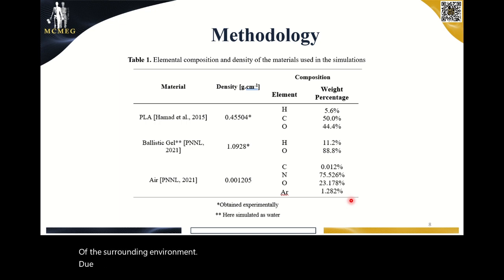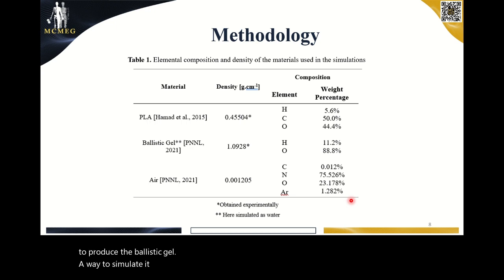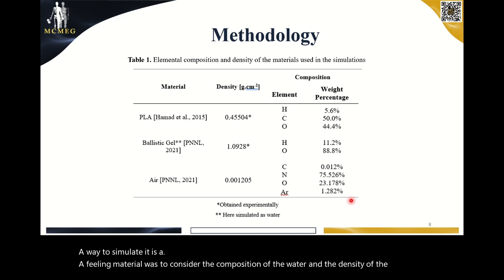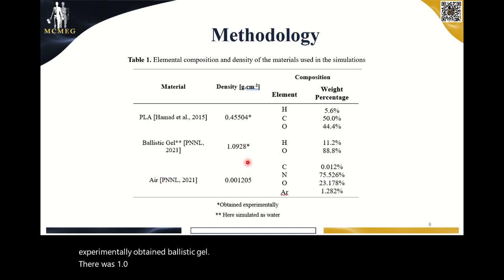Due to the lack of data available in the literature about the chemical composition of the gelatin used to produce the ballistic gel, a way to simulate it as a filling material was to consider the composition of water and the density of the experimentally obtained ballistic gel. That was 1.09 grams per cubic centimeter. And the density of PLA was obtained experimentally too.